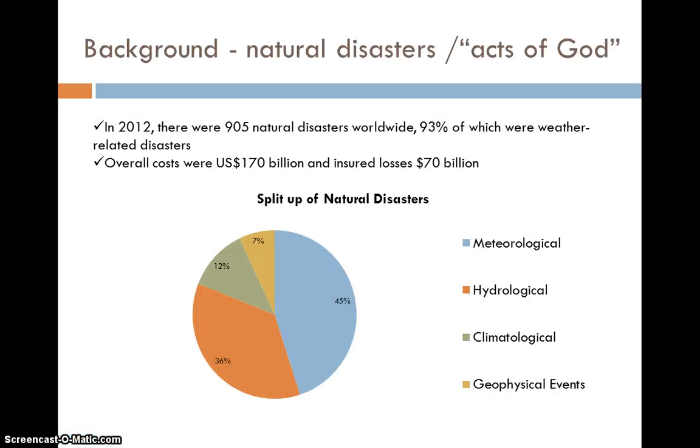Before we get into our project, we would like to explain the need for our project, why we are doing this project. When we look back at history, whenever a natural disaster happens, there is always a huge rise in the number of people's loss. For example, in the 2012 data, 905 natural disasters happened worldwide, and 93% of which were weather related. The highest is the meteorological, which is nothing but storms and cyclones.